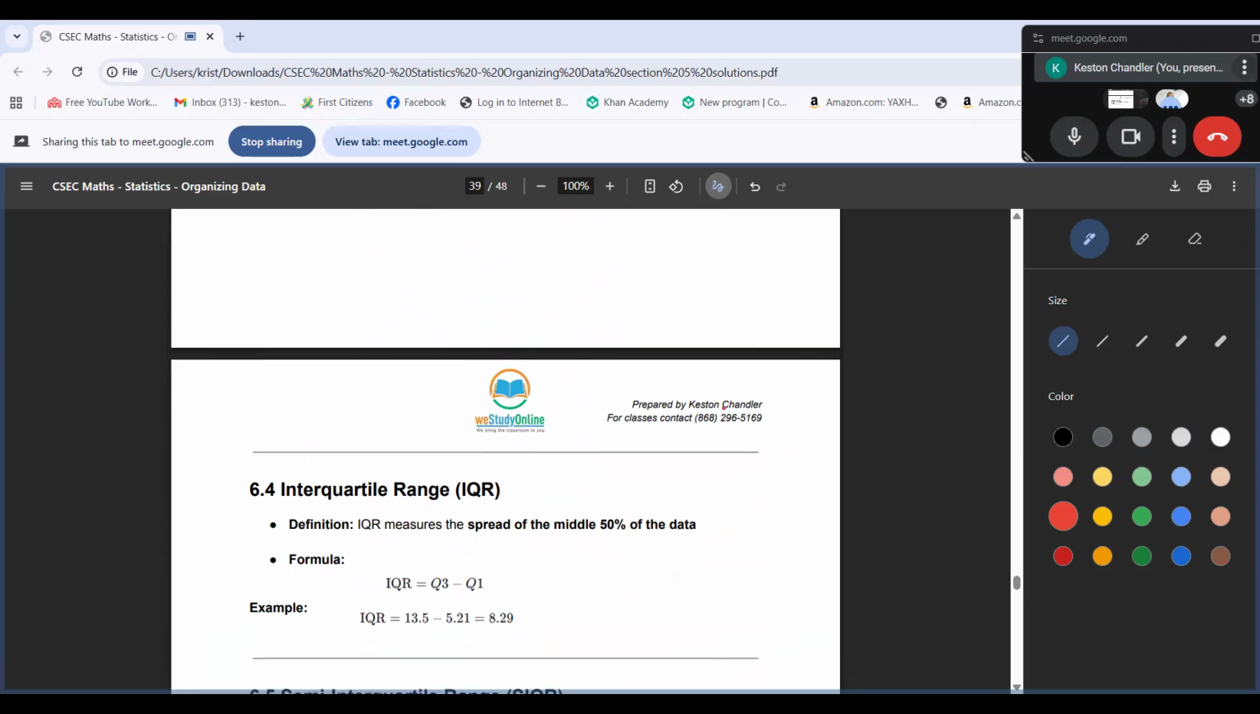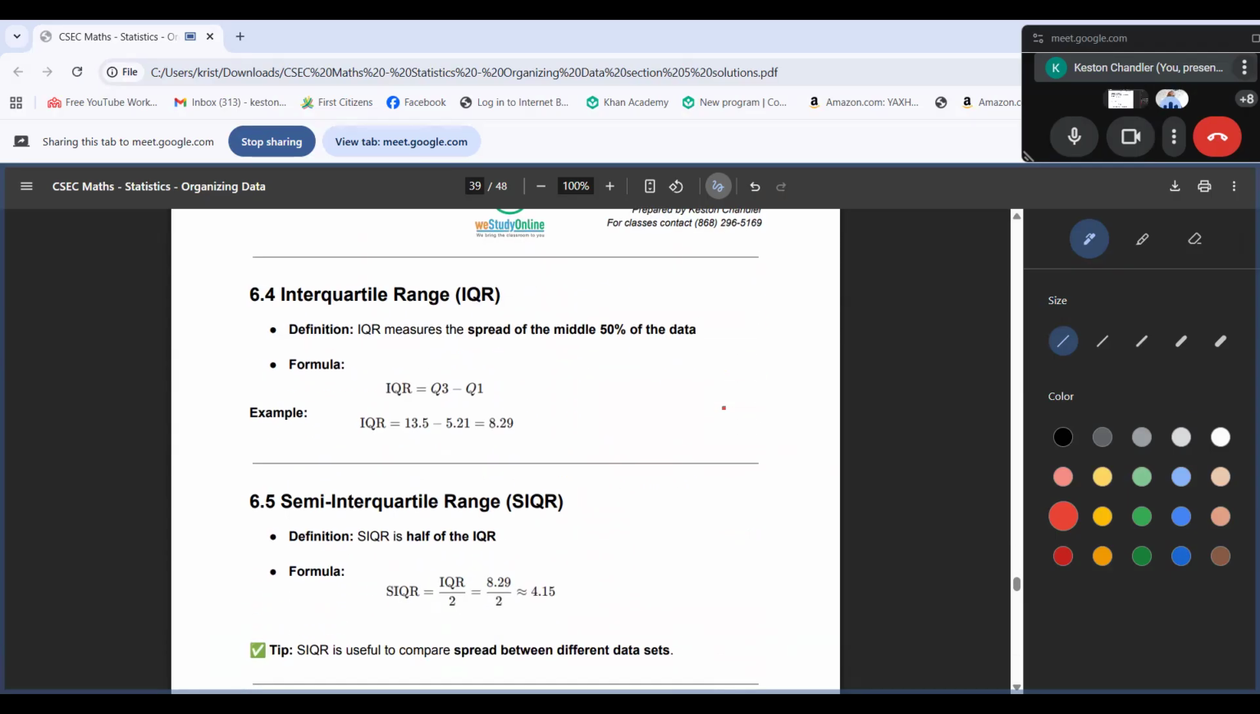Yeah? Now, let's talk about the interquartile range and the semi-interquartile range. The interquartile range is the spread of the middle 50% of the data. So if we have data like this, and let's say this here is my Q1 value. This is 25%. And then here now, this is my Q3 value. This is 75%. In between here is where my interquartile range is. It's looking at the middle 50% of data, right?